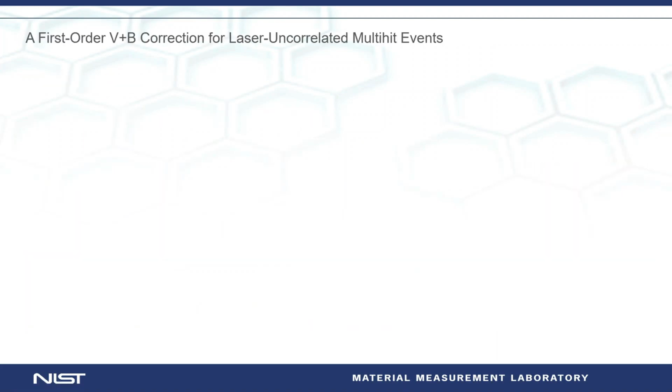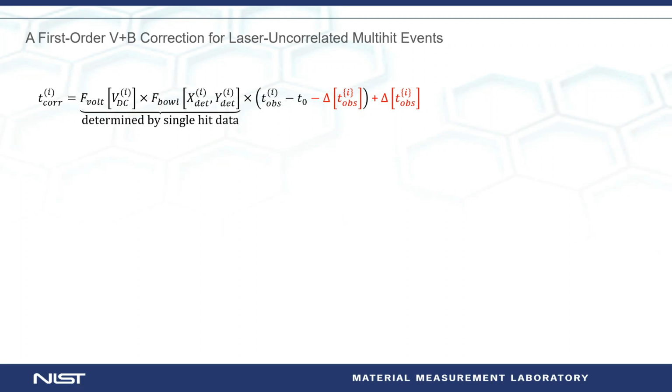A first order way of trying to fix this, a voltage and bowl correction for these laser uncorrelated multi-hit events, we approached as follows. We determined the voltage and bowl corrections from the single hit data, or the 1D histogram data, and then we use the time of flight. We subtract off a number given by a function delta, which is a function of the flight times for a set of multi-hit events. Then we add that back on once the voltage and bowl corrections are completed, so that we don't overcorrect. This function delta is really just an estimate for T0.